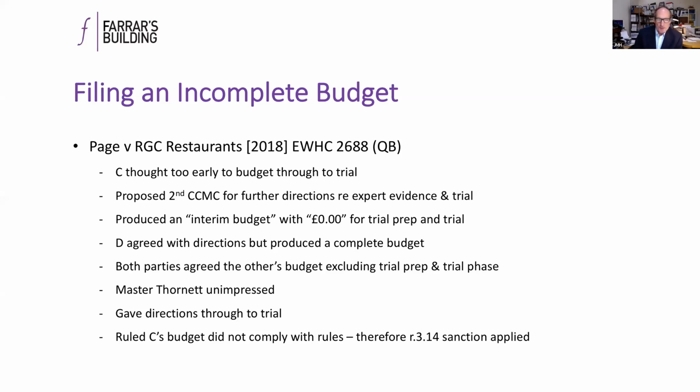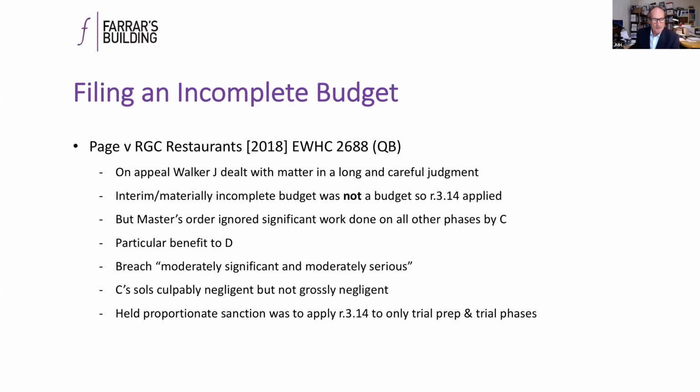It was considered that because certain phases were not included, therefore it wasn't a budget at all, even though it only had 0.0 for trial prep and trial. That was the outcome, both at first instance and at appeal, although the appeal was granted for different reasons. So Master Thornet was considerably unimpressed by that, and determined that there was no budget at all, and therefore the Rule 3.14 sanction applied. Sounds pretty harsh, and so Walker J found.